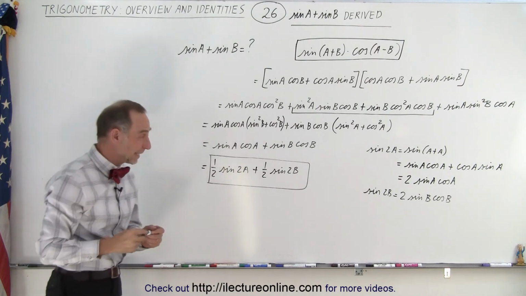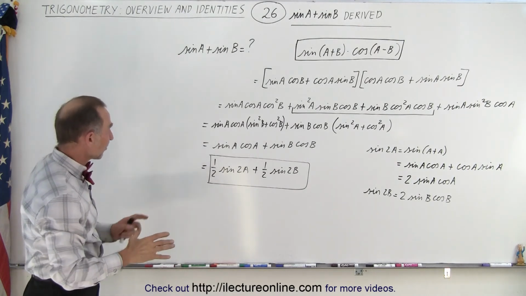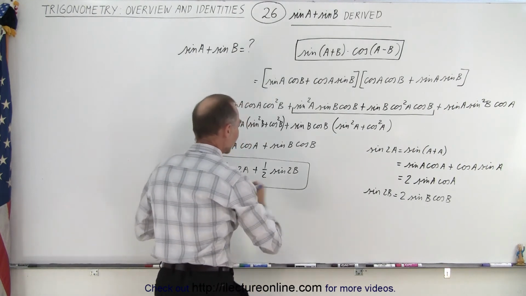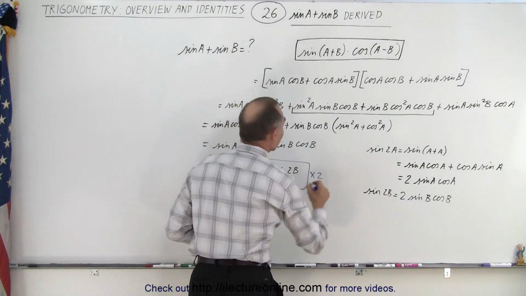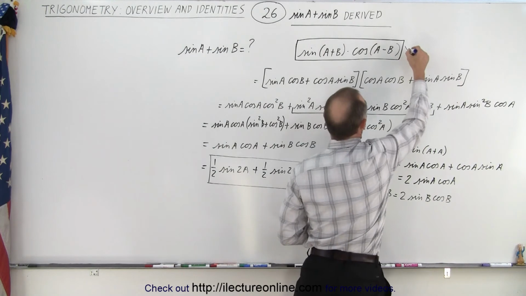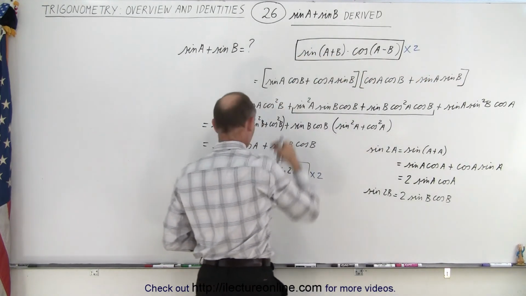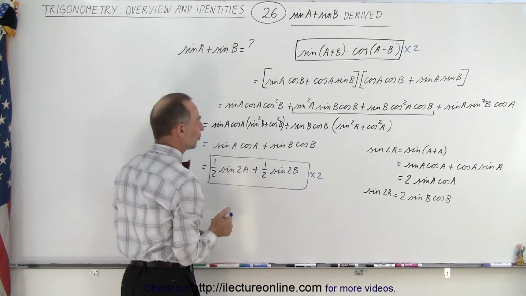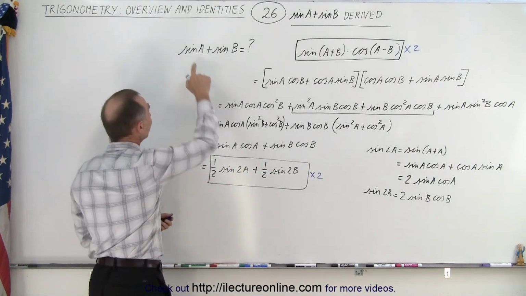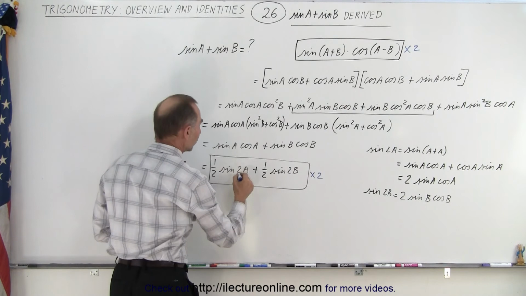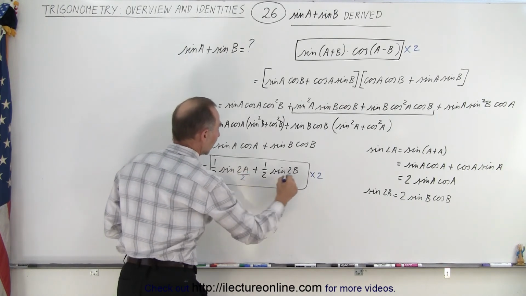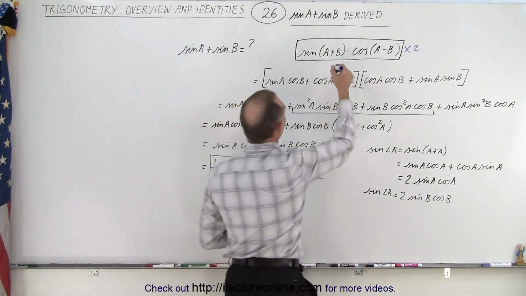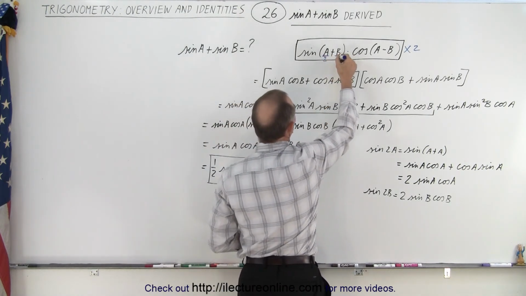Well, first of all, I don't like the 1/2. I need to get rid of the 1/2. So that means I need to multiply this times 2, which means I need to multiply this times 2. When I do that, I get rid of the 1/2. So now I have the sine of 2a and the sine of 2b. But I need the sine of a plus the sine of b, so what I'm going to do is divide this by 2 and this by 2. So now I'm dividing the angles by 2, which means I need to divide the angles by 2 here as well.